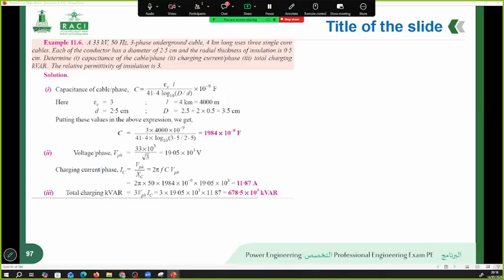By substituting the given values, we can find the capacitance, and then the phase voltage can be easily found based on the line voltage. Then the charging current, this is Ohm's law, the charging current per phase is equal to voltage divided by impedance. And the total charging kilovolt-amperes in three phase is found by multiplying 3 V phase I C. This is equal to the apparent power.